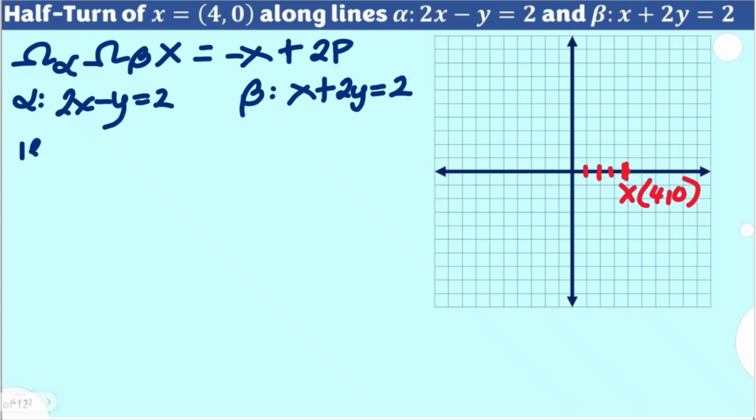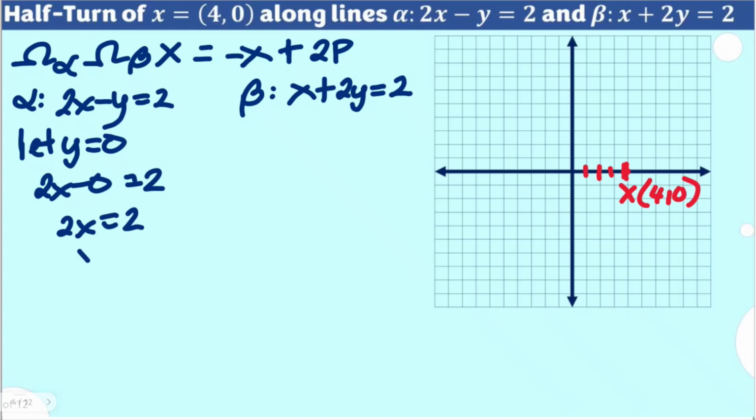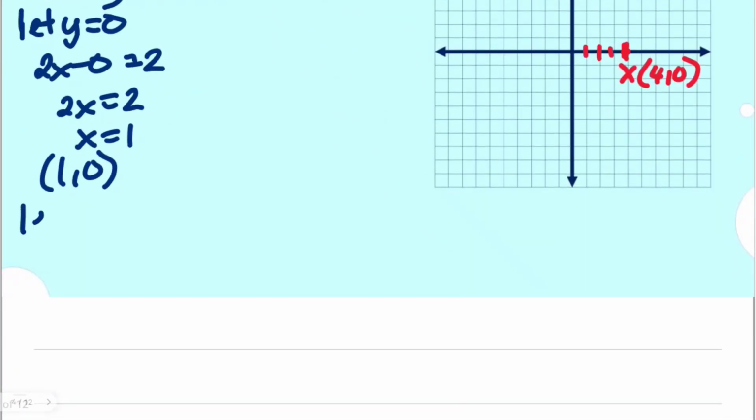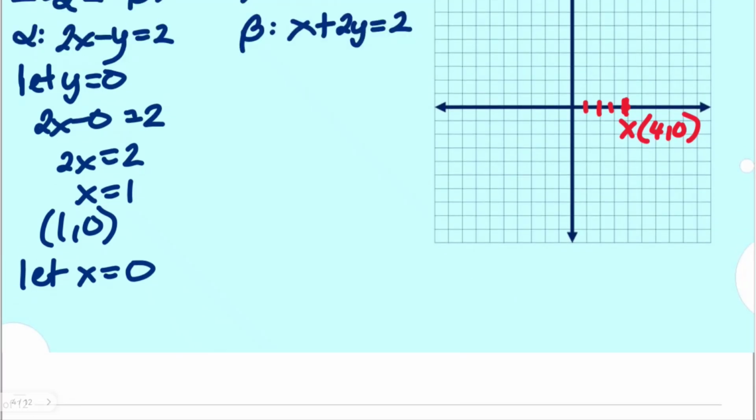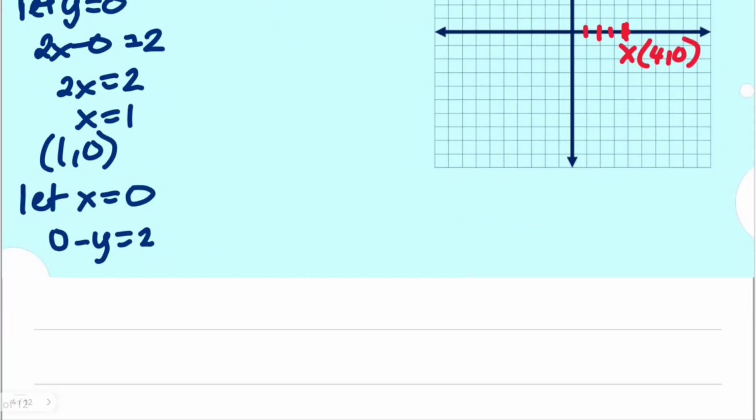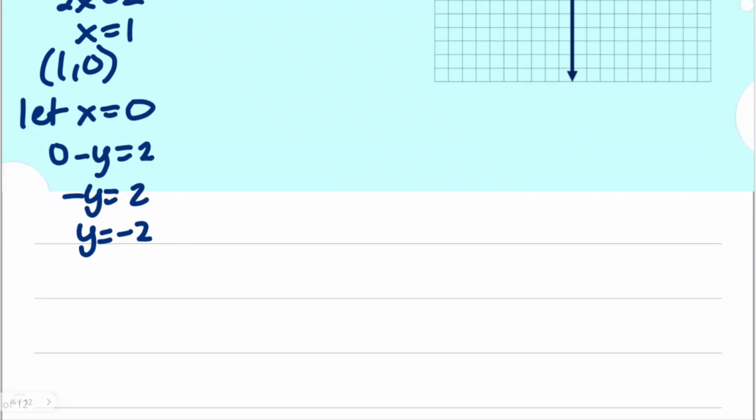For the x-intercept, let y be equal to 0. So 2x minus 0 is equal to 2, 2x is 2, x is equal to 1. So we have the x-intercept at (1, 0). For the y-intercept, let x be equal to 0. So we have 0 minus y is equal to 2, negative y is 2, so y is negative 2. The y-intercept is at (0, -2).